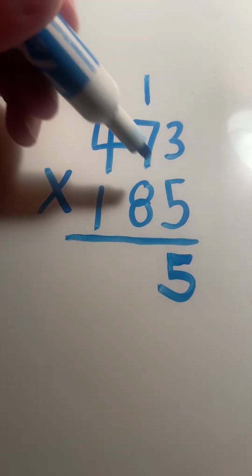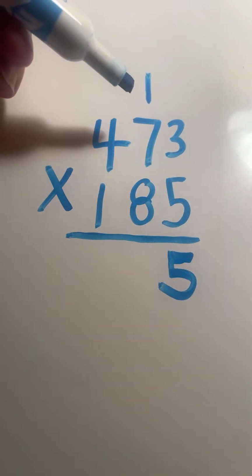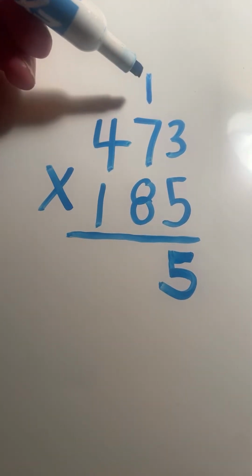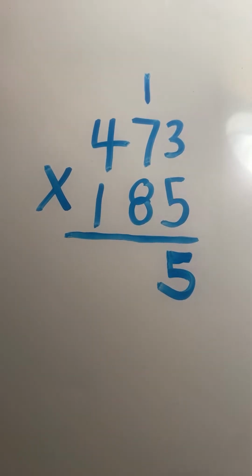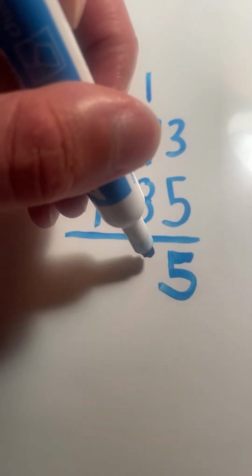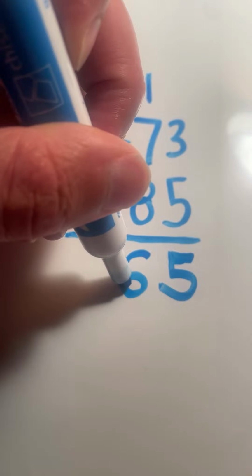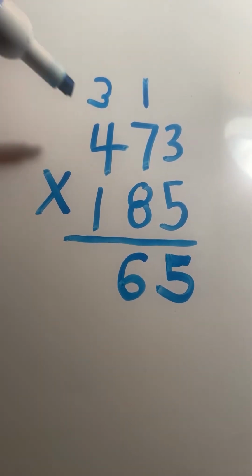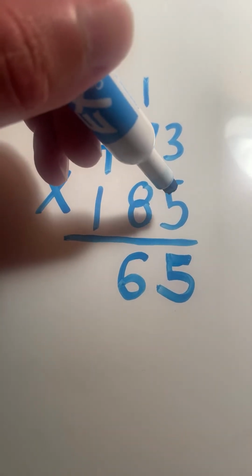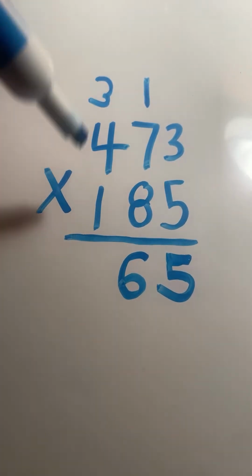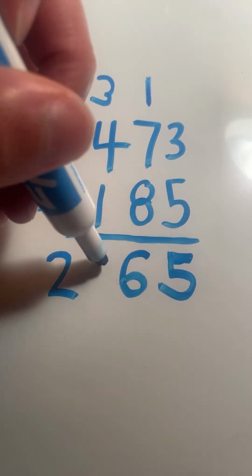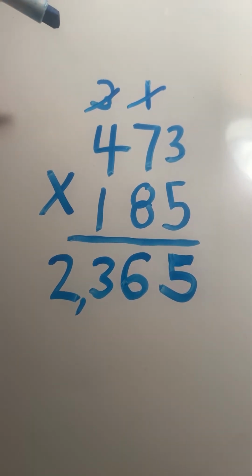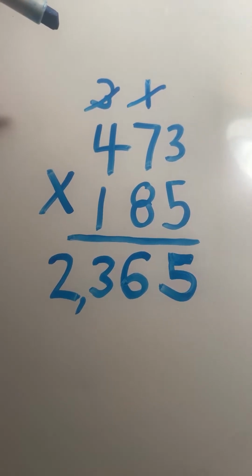Next, we multiply 7 times 5, and then we have to add the one that we carried over. 7 times 5 equals 35, plus 1 is 36. Again, we got to regroup because our product is more than 10. So the 6 in 36 goes in the tens place. The 3 in 36 gets carried over to the hundreds place. 4 times 5 equals 20, plus 3 equals 23. So far we have multiplied 473 times 5.